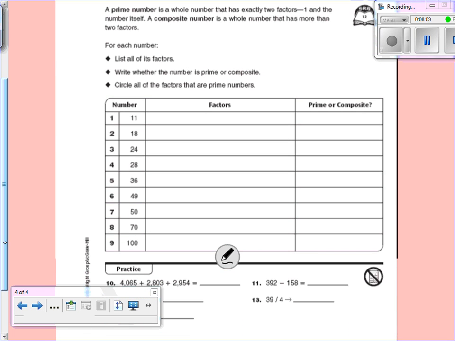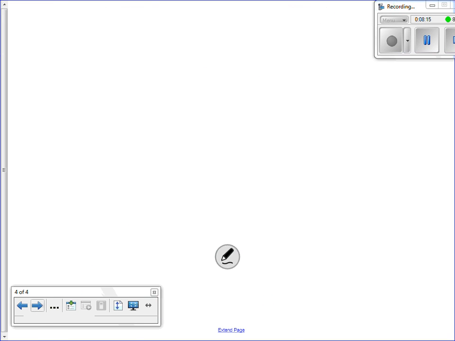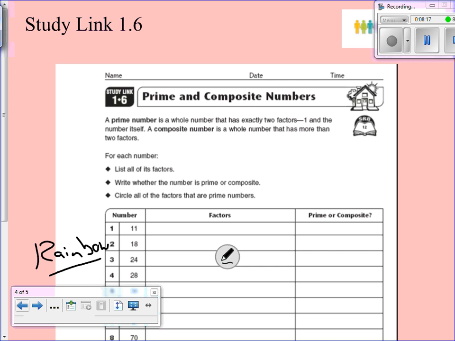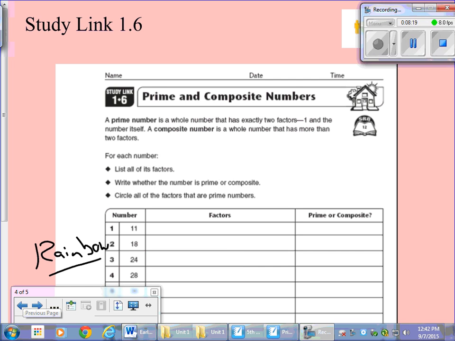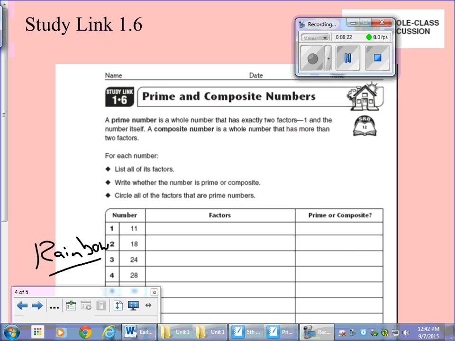Right here, you'll be listing more factors. Go ahead and do a rainbow here. I'll help you out as well. Hopefully this made sense. Today you're not going to be doing a whole lot of prime factorization, but it's going to help show you what a prime and composite number is. We'll be doing some more practice with prime factorization in the future.